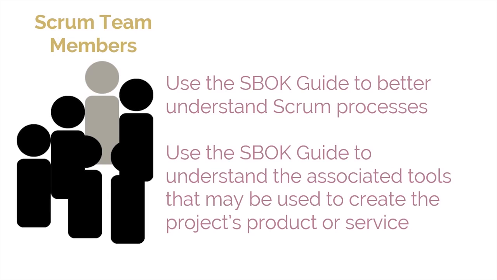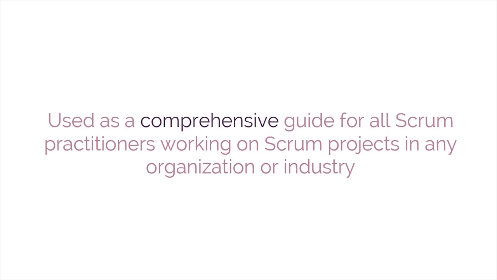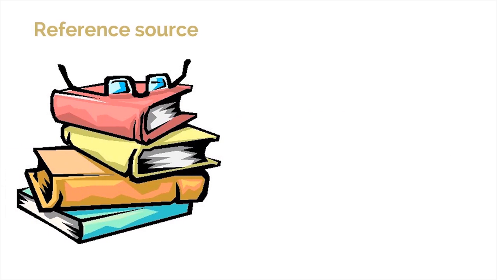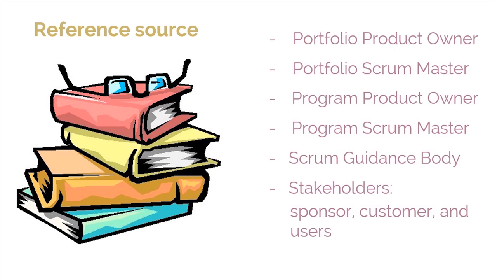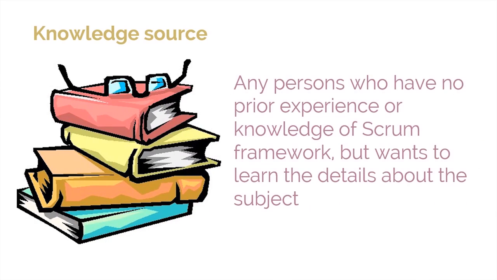SBOT Guide is valued in other aspects as well. It is used as a comprehensive guide for all Scrum practitioners working on Scrum projects in any organization or industry. It is a reference source for anyone interacting with the Scrum Core team, including, but not limited to, the Portfolio Product Owner, Portfolio Scrum Master, Program Product Owner, Program Scrum Master, Scrum Guidance Body, and stakeholders, such as the sponsor, customer, and users. And it is a knowledge source for any persons who have no prior experience or knowledge of Scrum framework, but want to learn the details about the subject.